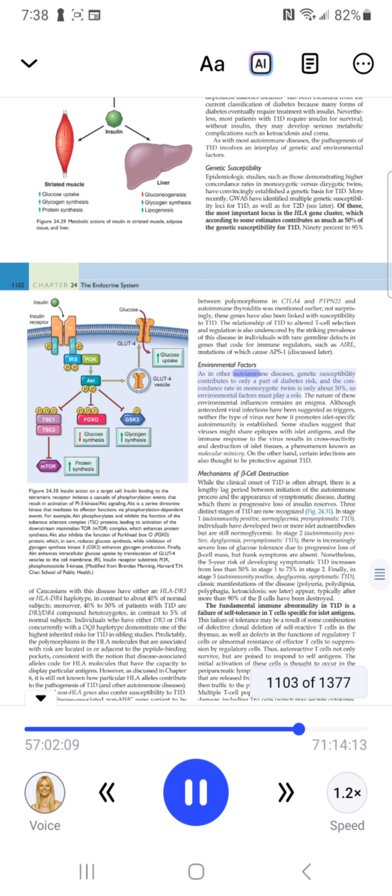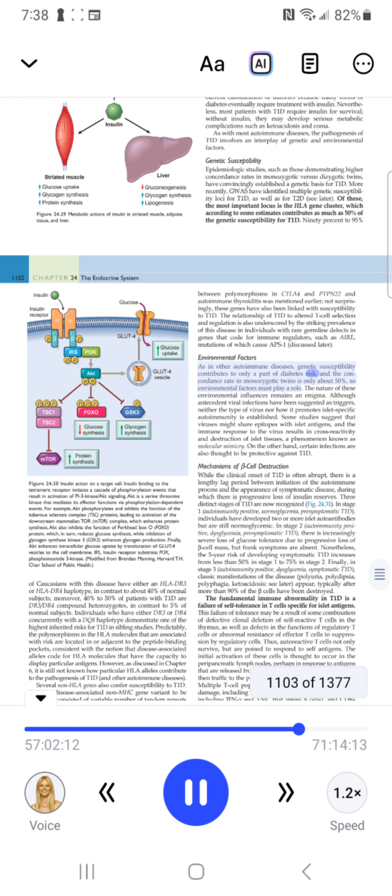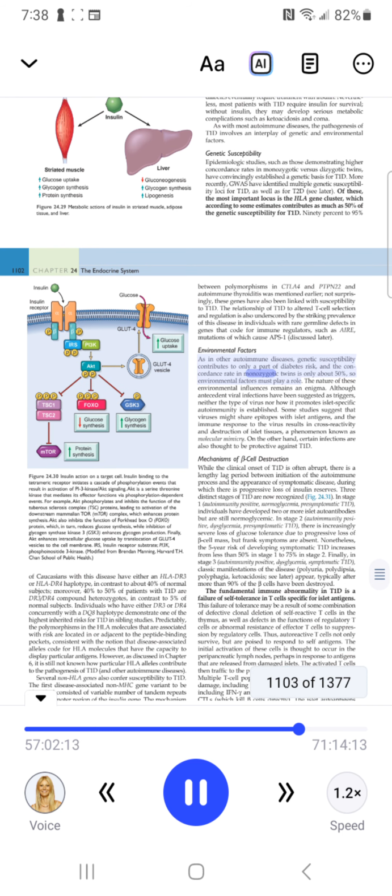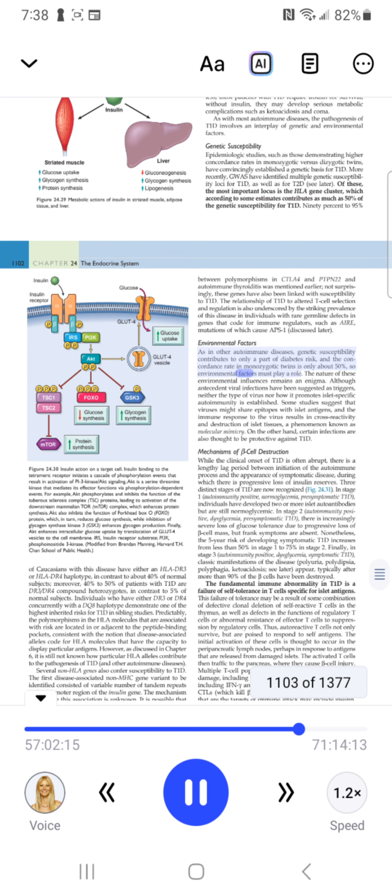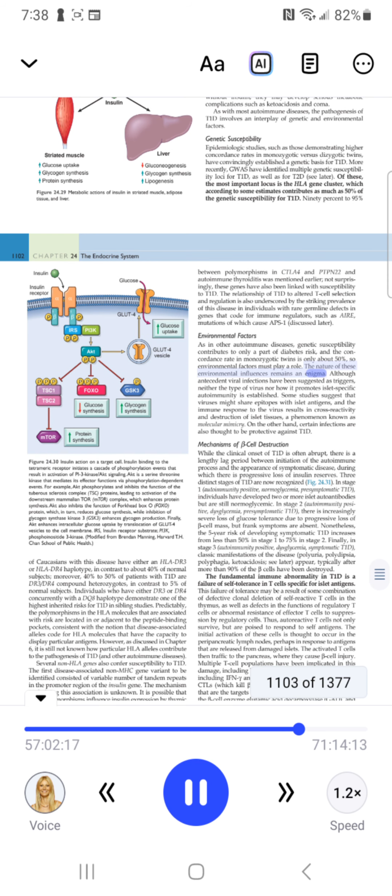Environmental factors. As in other autoimmune diseases, genetic susceptibility contributes to only a part of diabetes risk, and the concordance rate in monozygotic twins is only about 50%. So, environmental factors must play a role. The nature of these environmental influences remains an enigma.